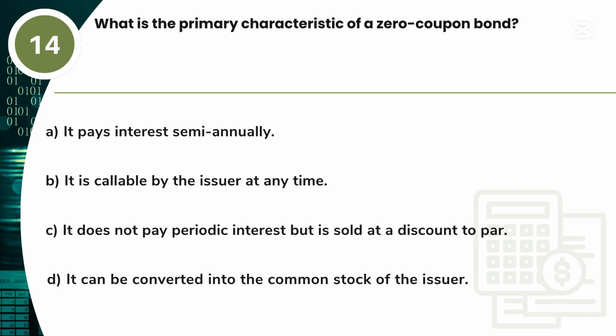Question 14. What is the primary characteristic of a zero-coupon bond? A. It pays interest semi-annually. B. It is callable by the issuer at any time. C. It does not pay periodic interest but is sold at a discount to par. D. It can be converted into the common stock of the issuer.